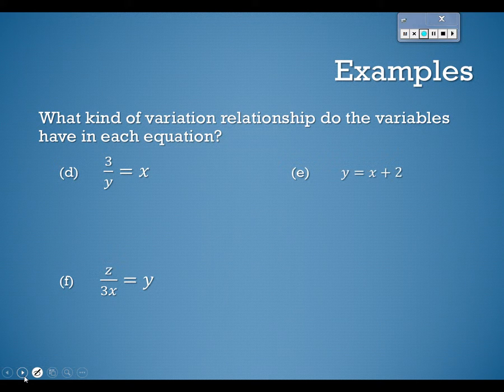What about these? Same question still. I'm giving you some more exotic examples here. What do you think of D?